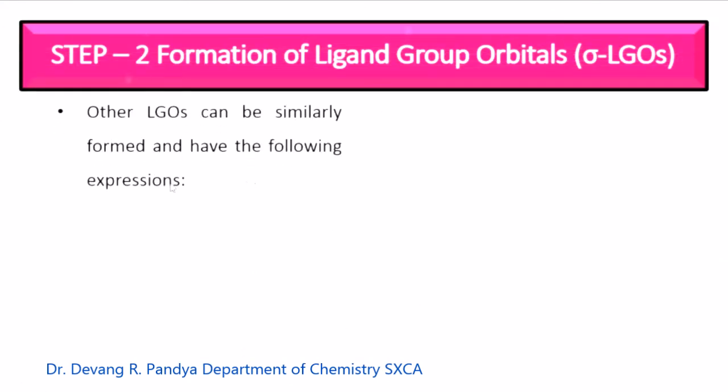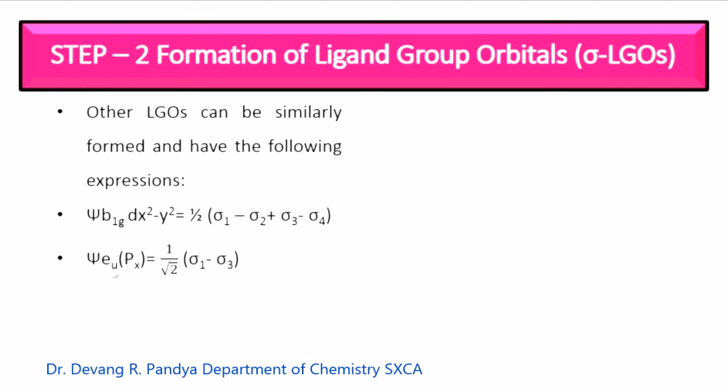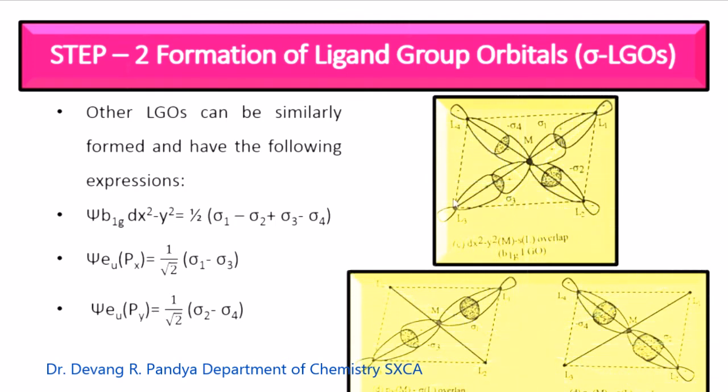Other LGOs can be similarly formed and have the following expressions, which we're going to see: psi B1G dx square minus y square, that is 1 by 2, sigma 1 minus sigma 2 plus sigma 3 minus sigma 4, and psi Eu, that is for the px orbital, 1 under root 2 sigma 1 minus sigma 3, and another that is doubly degenerate, that's why py is there, 1 under root 2 sigma 2 minus sigma 4. These are the pictorial presentations of the same, dx square minus y square over here.